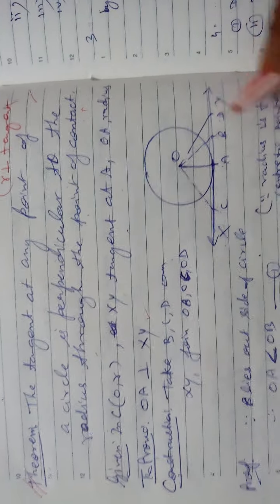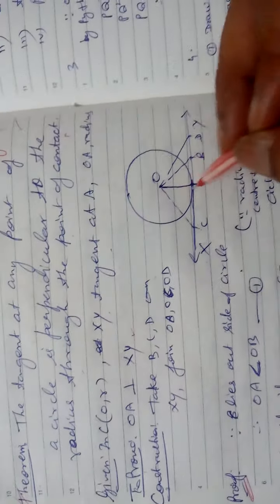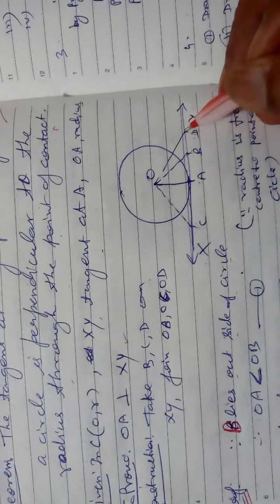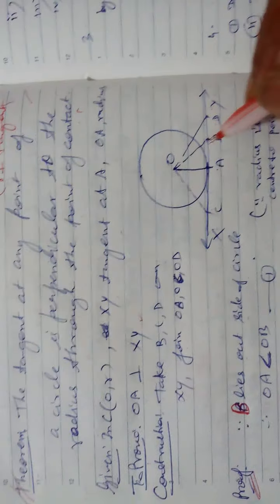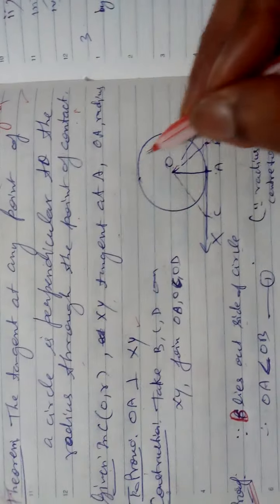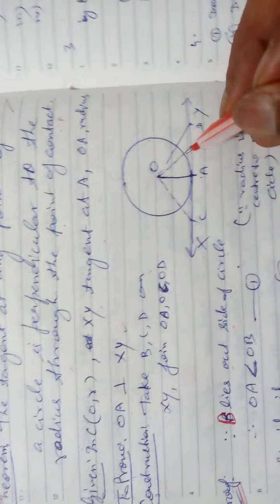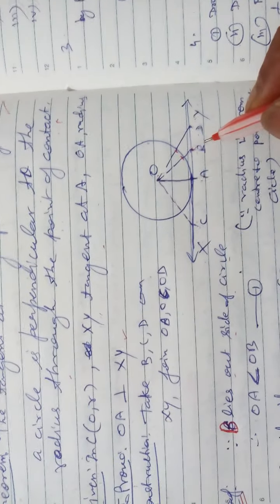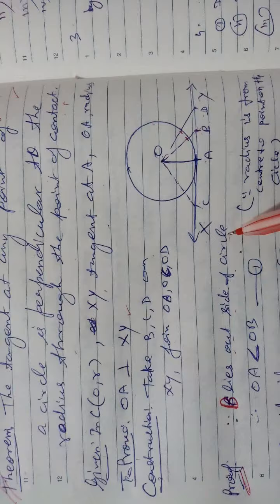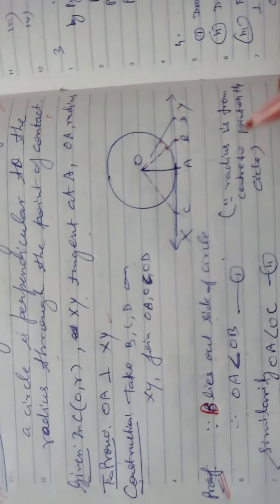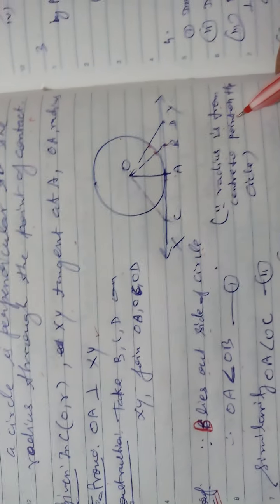Now the proof. Because B lies outside the circle, and a line from the center to a point on the circle is called the radius, OA is the radius. So is it greater than the radius or not? Because B lies outside, OA is less than OB. Reason: the radius is from the center to a point on the circle, that's why it is less than.